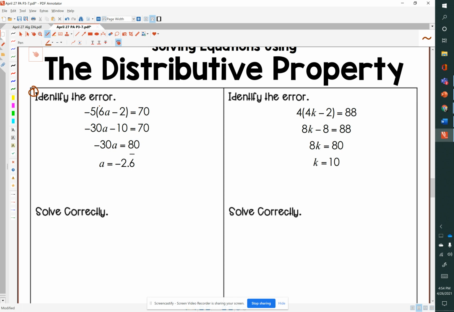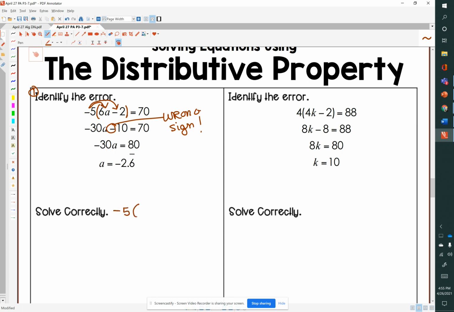Negative 5a times the quantity of 6a minus 2 equals 70. So that should be negative 5 times 6 is negative 30a. Negative 5 times negative 2 should be a positive 10. So what we have is the wrong sign. So let's see if we can solve this correctly.